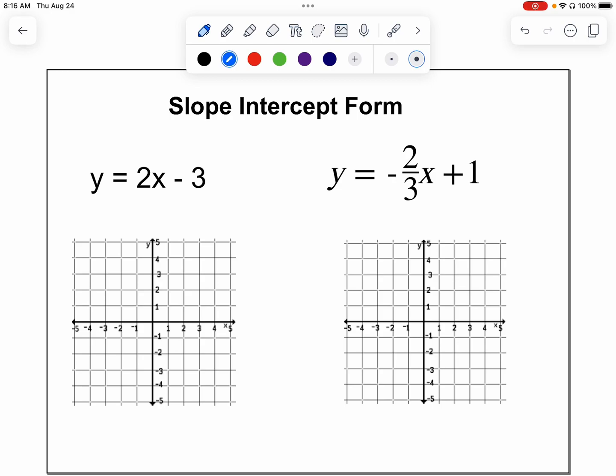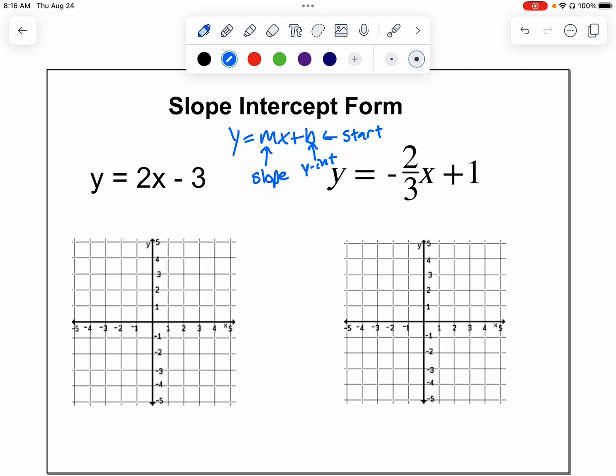So we're going to start with slope-intercept form. So reminder, these are in the form y equals mx plus b. The value touching the x is your slope, and the value that's being added or subtracted is your y-intercept. And we always start with the y-intercept when we graph in slope-intercept form.